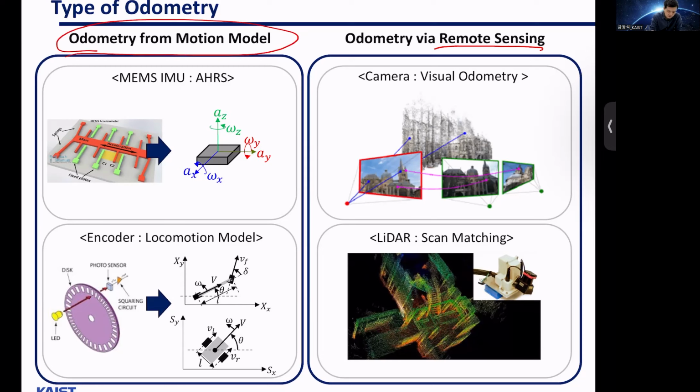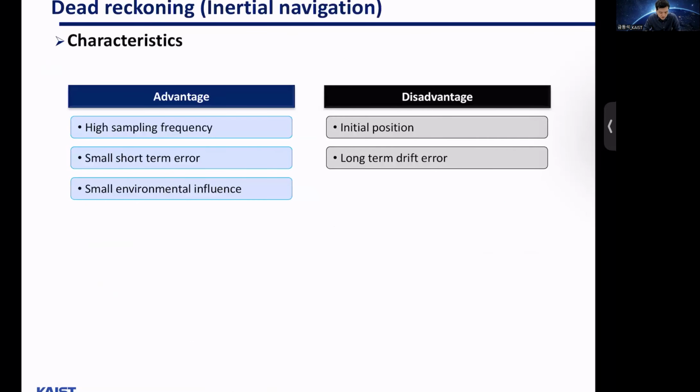odometry from the motion model gives you some nice features, such as shown here. The advantages are high sampling frequency, small short-term error, and small environmental influence. But the disadvantage is we don't know the initial position, and there may be drift error for long-term integration.